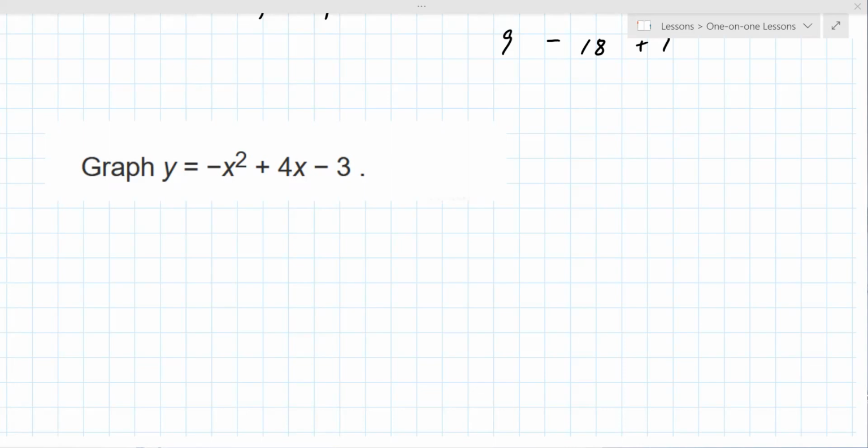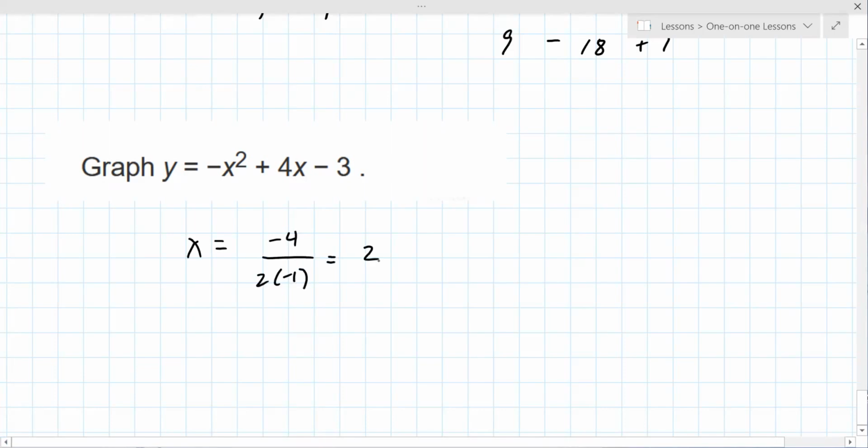All right, I'm back here. The x-coordinate of the vertex is this here, so it's equal to positive 2. Did you get that? Yes. And then the y-coordinate is minus (2 squared) plus 4 times 2 minus 3. So that's -4 plus 8 minus 3, which ends up being +1.